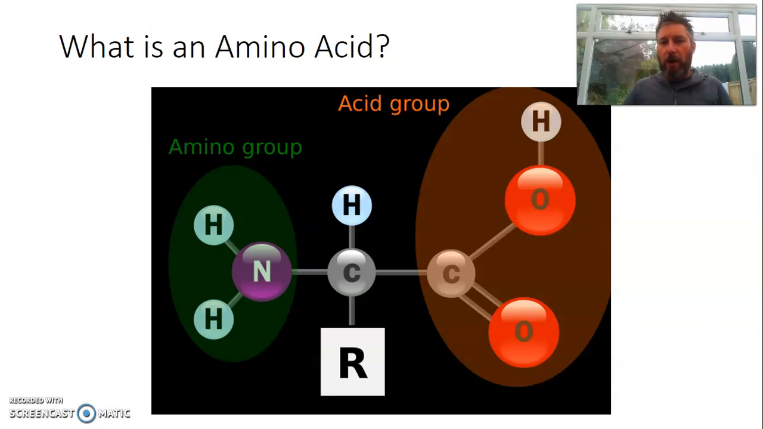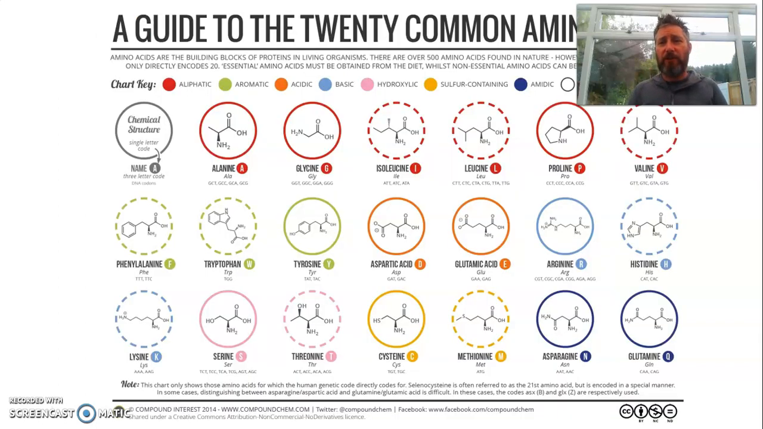So what can those R groups be? Well, actually there's loads, there's tons. Now this, if you want to be really specific, pedant mode on, is what we call an alpha amino acid. There's different types, but as far as we're concerned, this is the only amino acid we're going to look at. And there's lots of them. Now we've got here the 20 common amino acids.